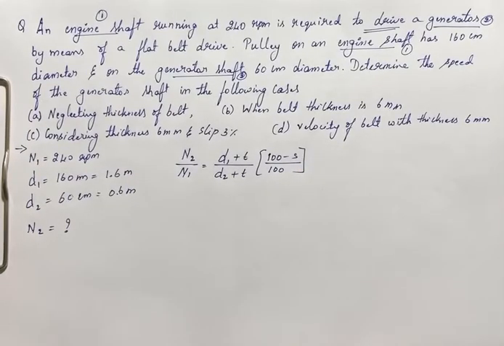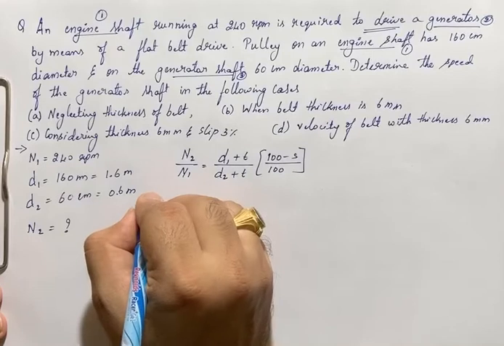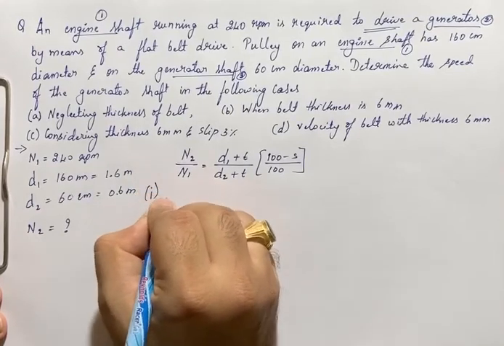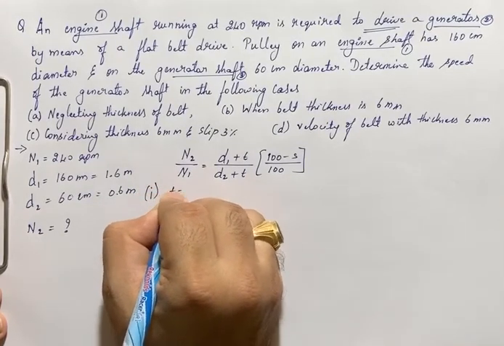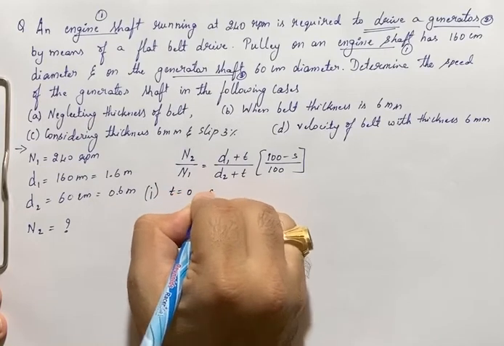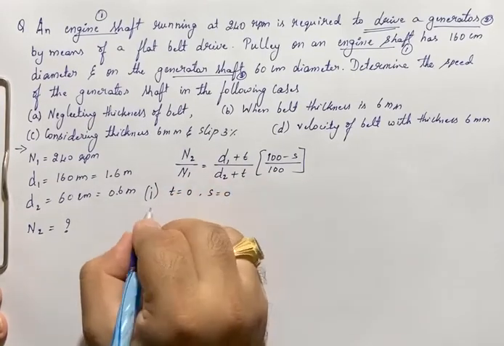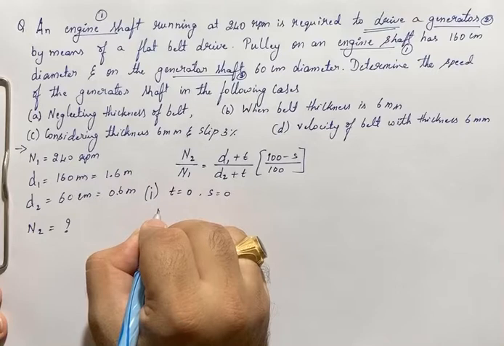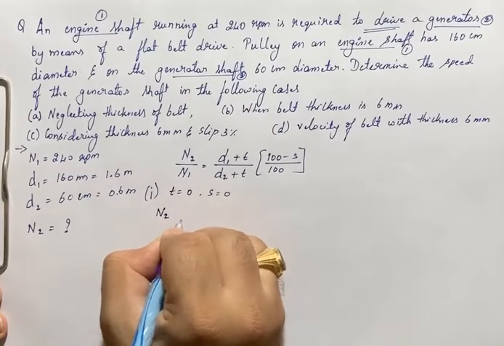In the fourth case he has asked to find out the velocity of the belt with thickness 6 mm. So I'll write for each case. In case number 1, T is 0, S is also 0 here. So N2 is what I need to find out.